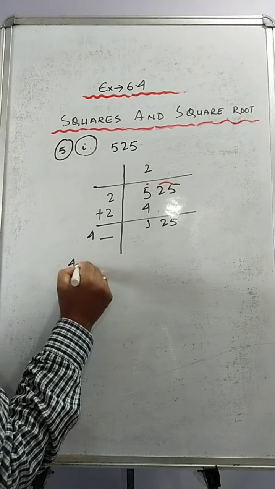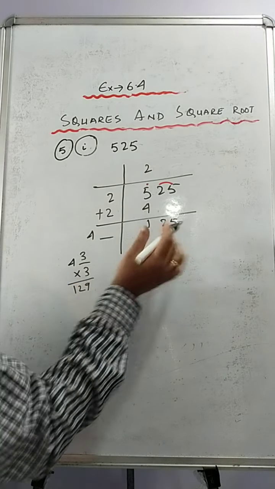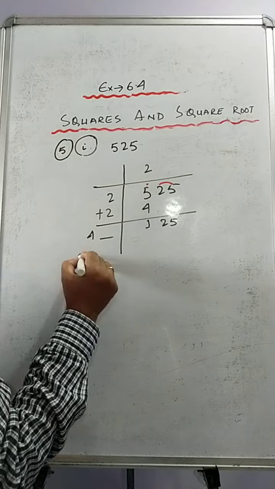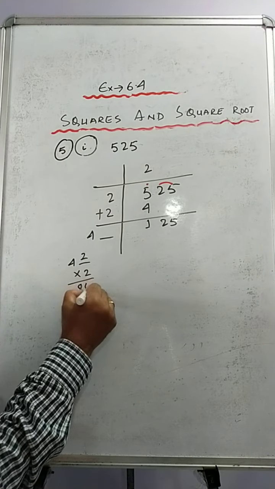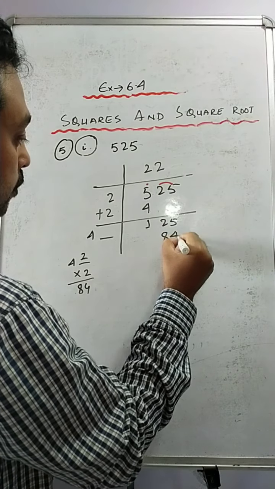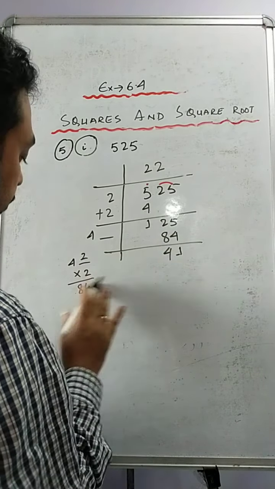If we try with 3, 3 3s are 9, 3 4s are 12, 129. No, it is coming out greater. So now we have to try with 2. 2 2 2, that is 84. Okay, so it will go with 2, 84. So the answer will be 41.